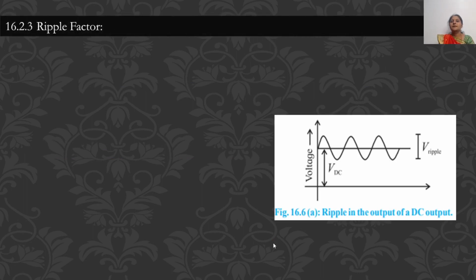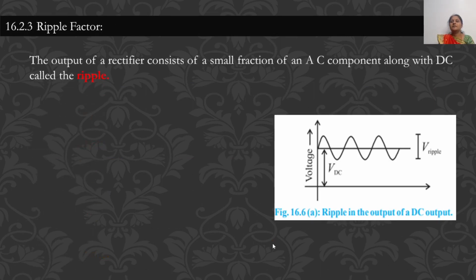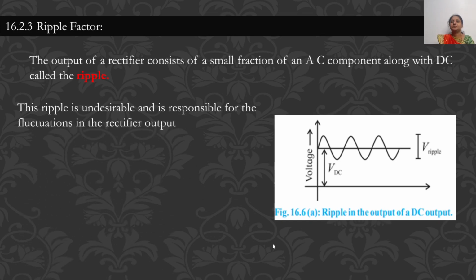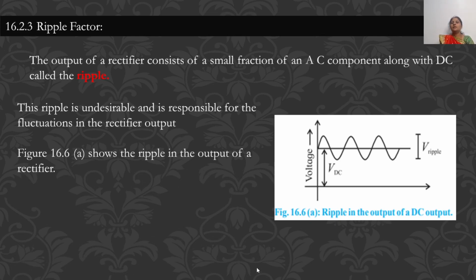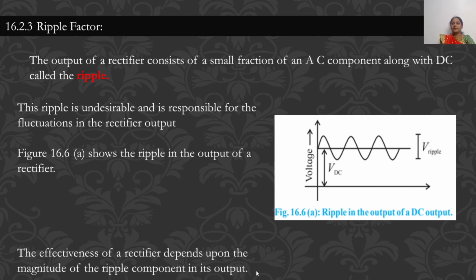Now the next point is the ripple factor. The output of the rectifier consists of a small fraction of an AC component along with the DC, called the ripple. The ripple is undesirable and is responsible for the fluctuations in the rectifier's output. The figure here shows the ripple in the output of a rectifier.